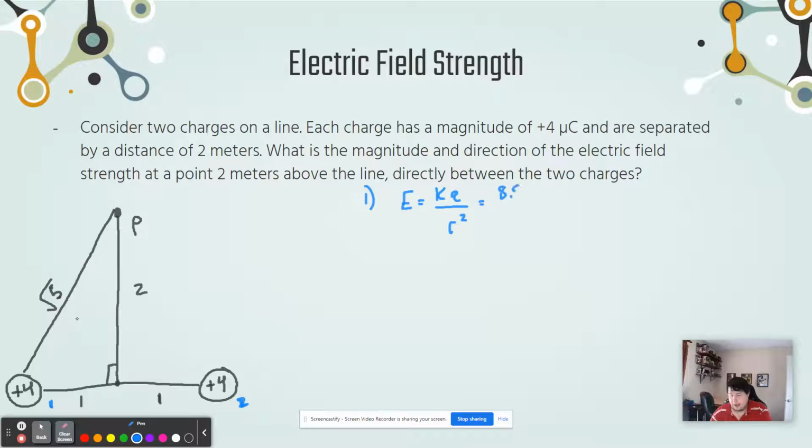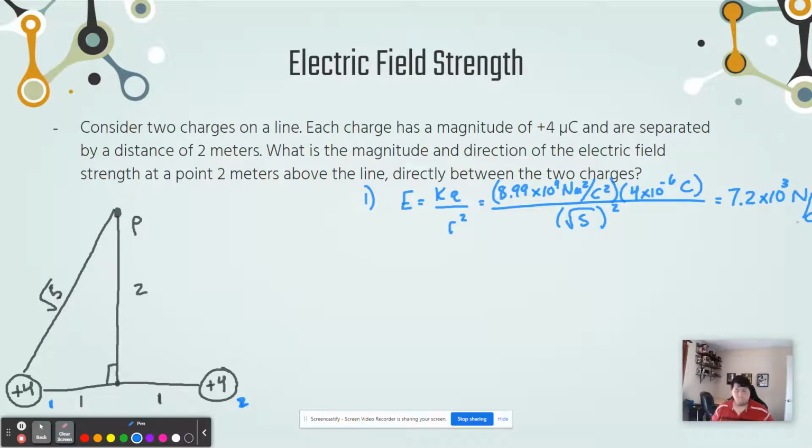So I'm going to plug in K, 8.99 times 10 to the 9th newton meters squared per coulomb squared, times Q. Q is 4 microcoulombs, so 4 times 10 to the minus 6th coulombs, because 10 to the minus 6 is what micro means, and then divide by the distance, square root of 5 squared. So pull out your handy dandy calculator, multiply the top two numbers together, and then divide by the square root of 5 squared, which is just 5, and I get a value of 7.2 times 10 to the third newtons per coulomb. Okay, we're going to deal with the direction in a second, but that's my first one.